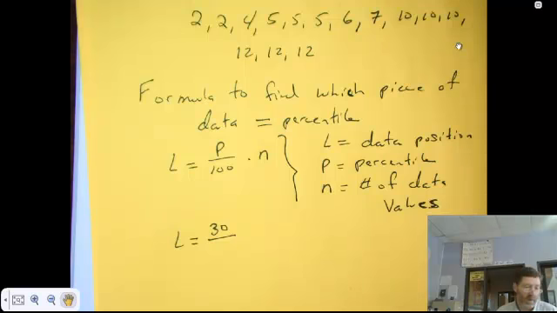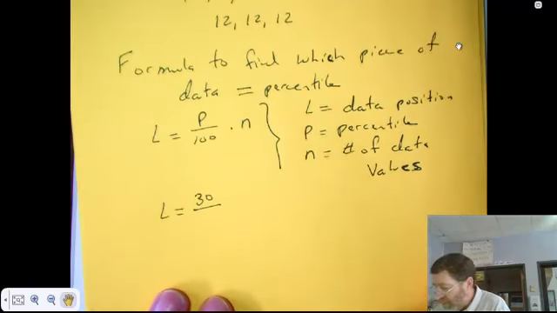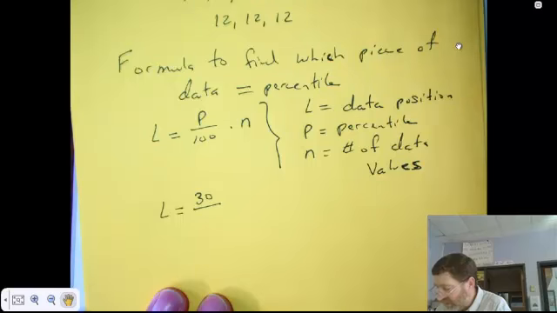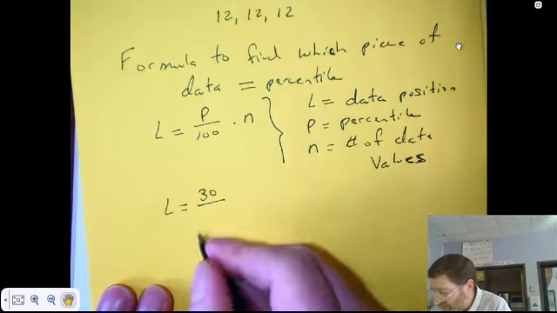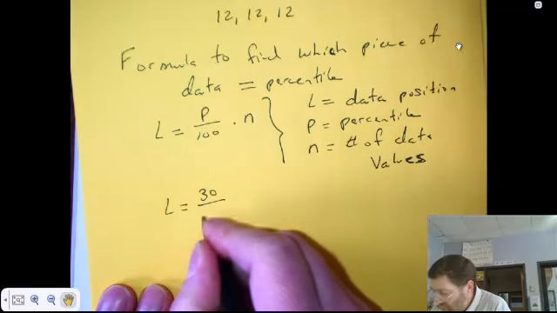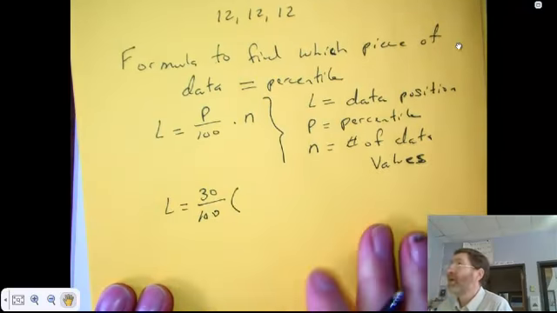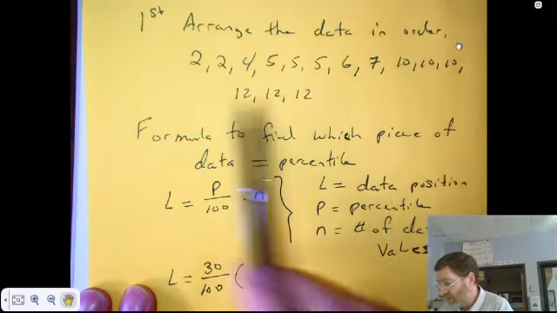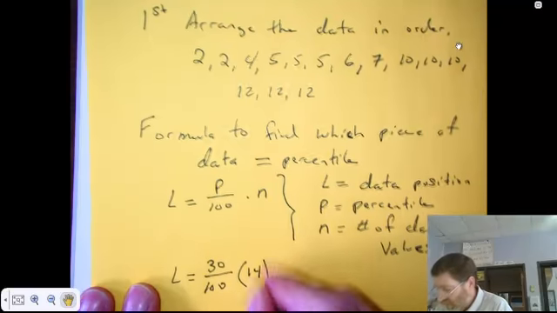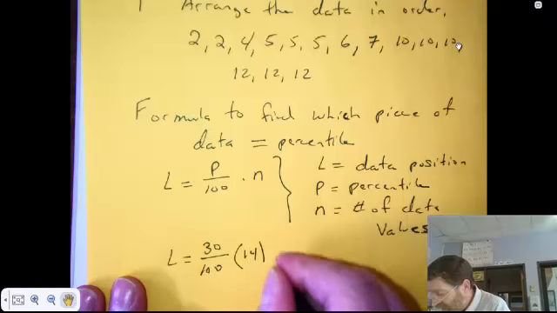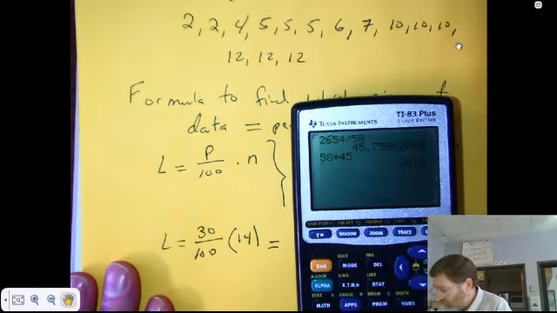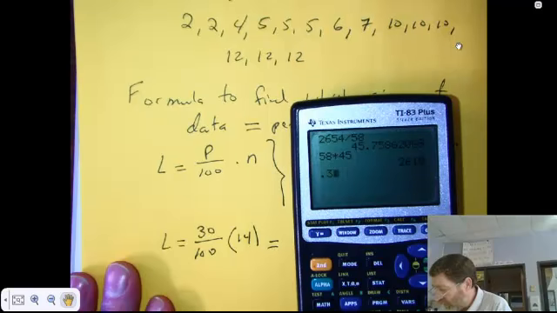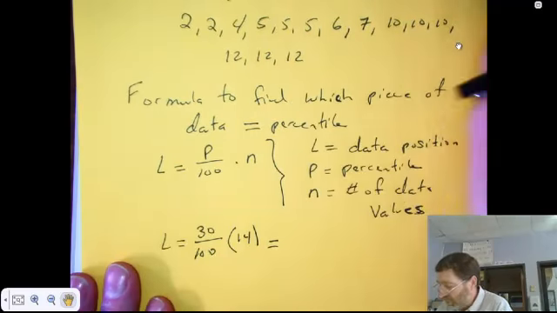Okay, so let's do the L, and then I'll talk about how to round it. So it's 30 over 100 times N. What's our N value in this? We had 14. Okay, so we have 14. So I calculate that out. 30 divided by 100 is 0.3. So 0.3 times 14 is 4.2.